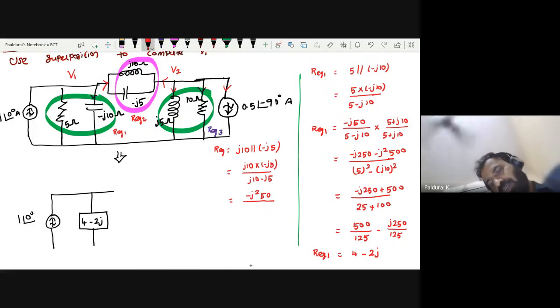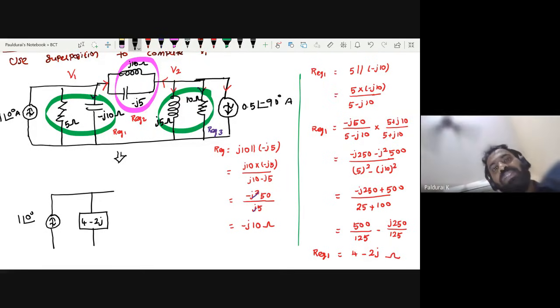Divided by J5. So now this j and j squared will be cancelled, so you will get minus j, so it is minus 10j. So this can be replaced by what? Minus 10j.